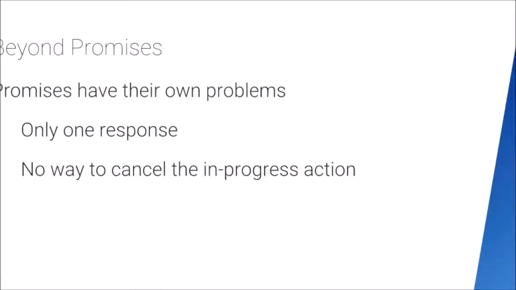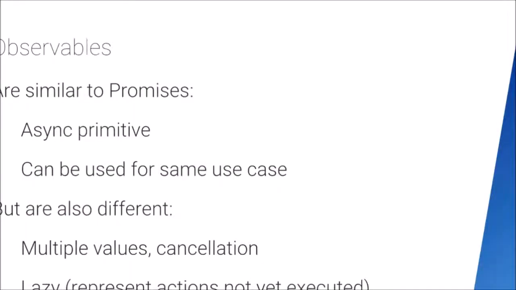But they're not without their downsides, right? Promises only ever have one value in their entire life. That makes them really unsuitable for representing data that's changing over time. For example, a stream from a Firebase database, right? It's really hard to represent that with a promise. And they also go in one direction only. There's no way to actually cancel an in-progress operation if you only have a promise and are waiting for it to finish. And that's really where observables come in.